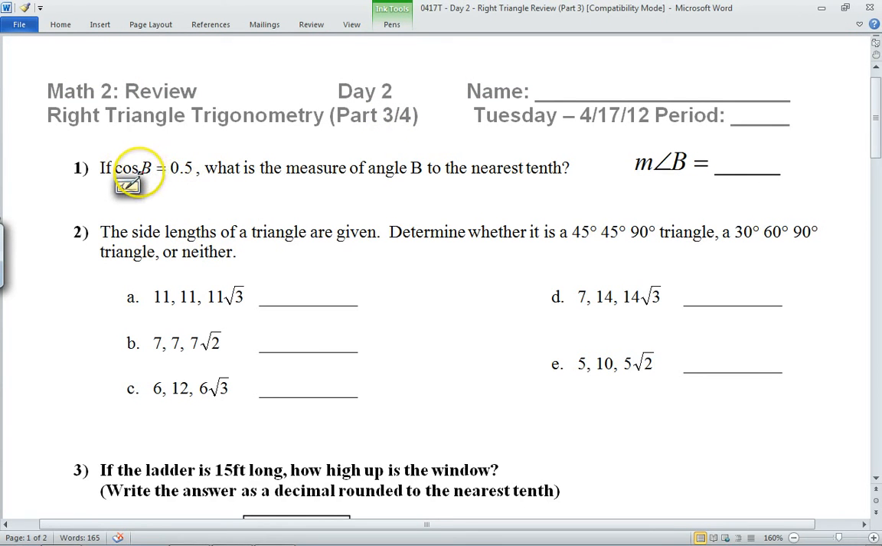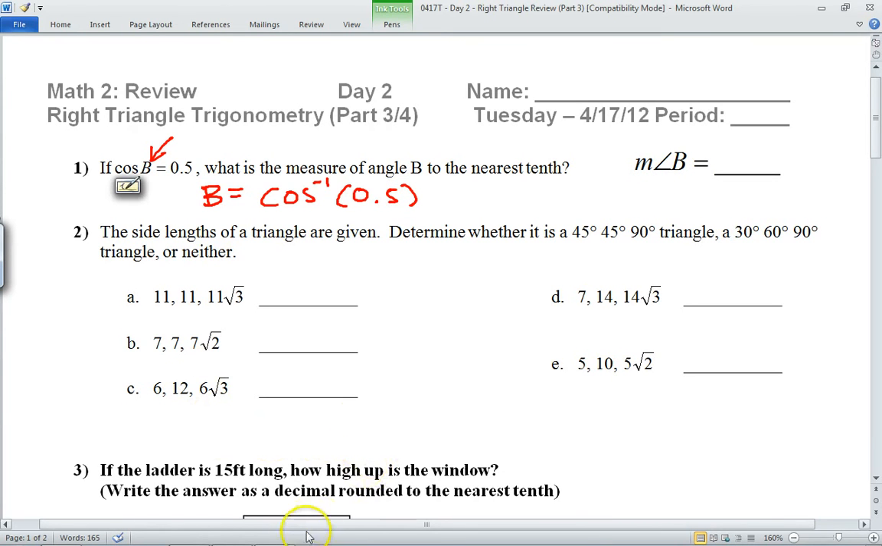Problem number 1. Cosine of B equals 0.5. What is the measure of angle B? Well, look, yesterday I reminded you that if we want to find the angle, we use the inverse trig function. So angle B should equal the inverse cosine of 0.5. You can put that in your calculator and see what it is.